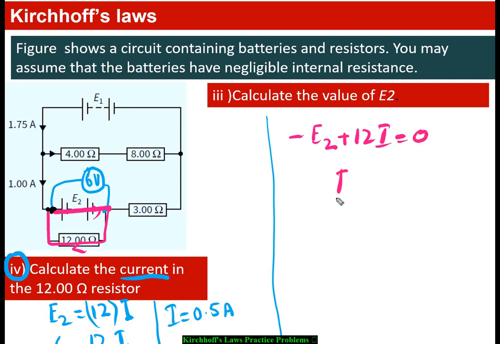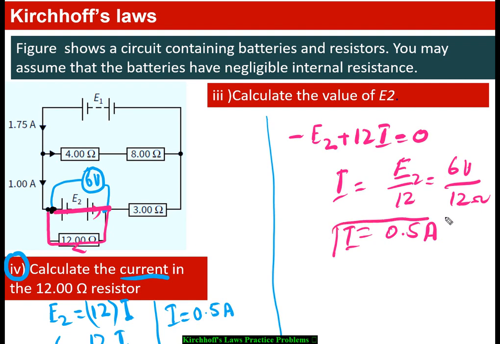So from here again we can find I, which will be equal to E2 divided by 12. E2 is equal to 6 volts, divided by 12 ohms, and I will be equal to 0.5 amps. So this is how we can find the value of current passing through the 12 ohm resistor.